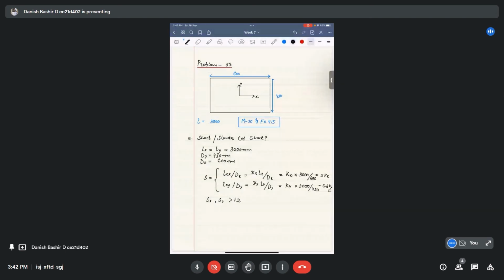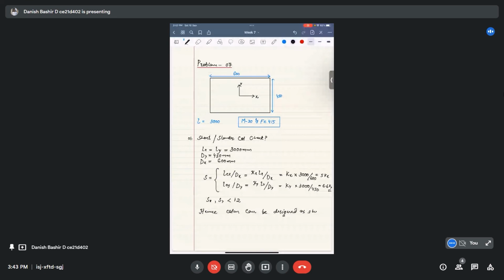So both slenderness ratios are less than 12, so we can design our column as a short column.